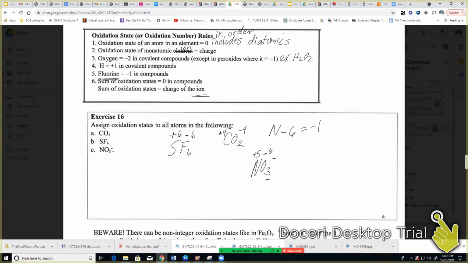Yes, for these. But really, you're going to see in a minute, just assigning these becomes part of the process of balancing a redox reaction. So if I solve this little one, I would end up with a positive five.